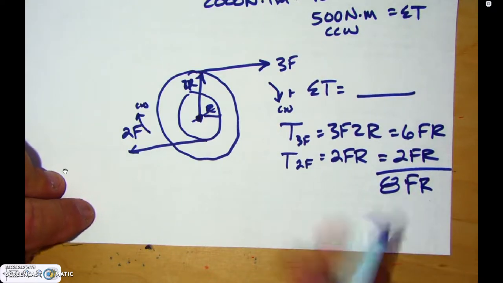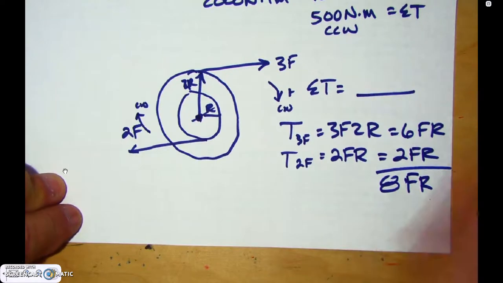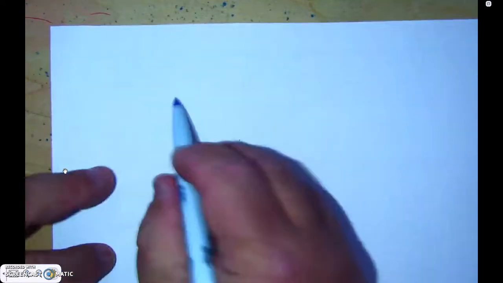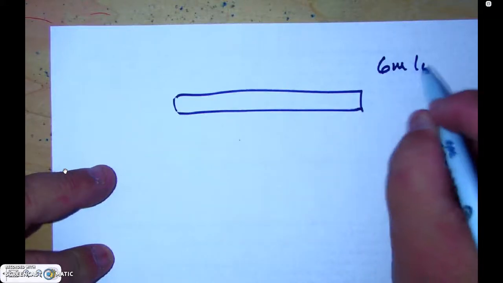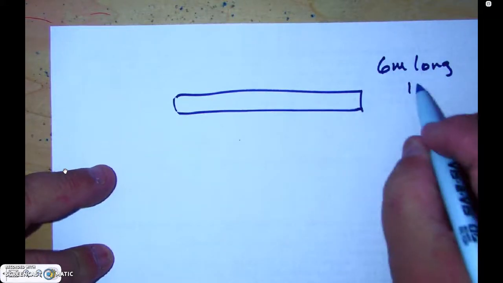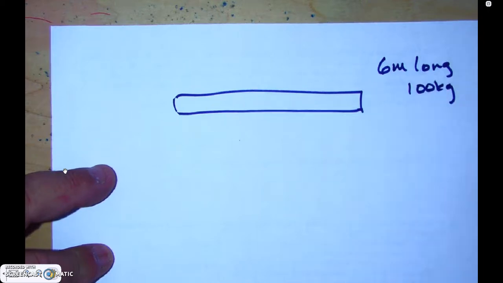So it's not too bad. Now, they can play around with angles and stuff like that, but it's not too bad. Now, let's try one last case. This one last case is what happens if I have something balanced that's not at the center. Let's take a 6 meter long rod, and let's make it 100 kilograms.